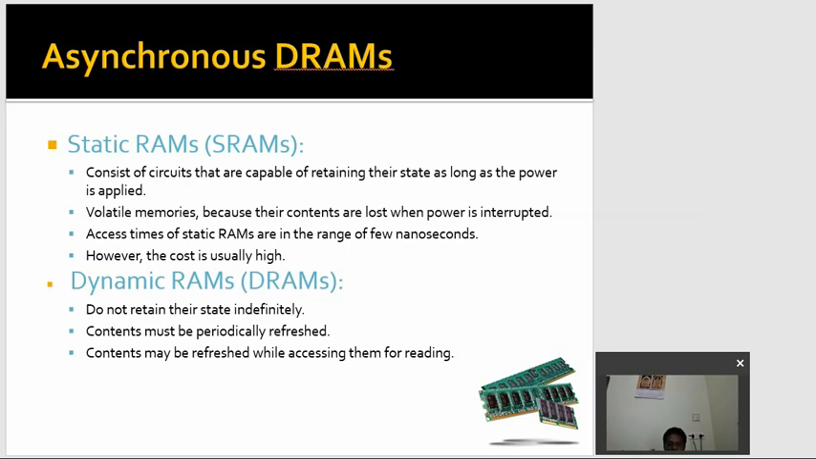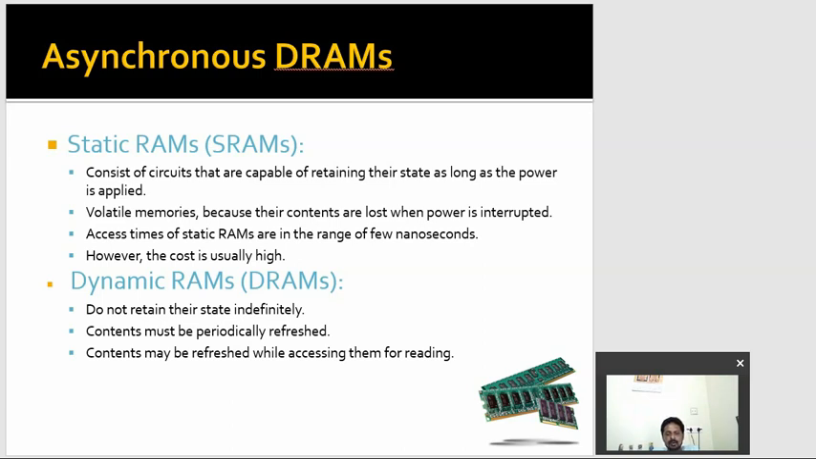So when we compare, this is also a RAM but not static. It is dynamic. It doesn't retain its state indefinitely. When you compare this with the SRAM, as long as the power is there, it retains its state. But here it is not retaining its state indefinitely, only for some period of time. So the contents must be periodically refreshed.